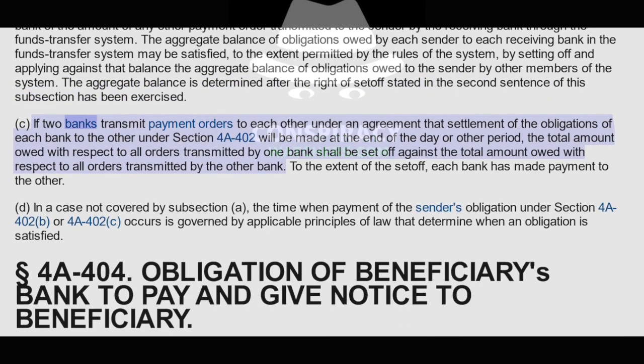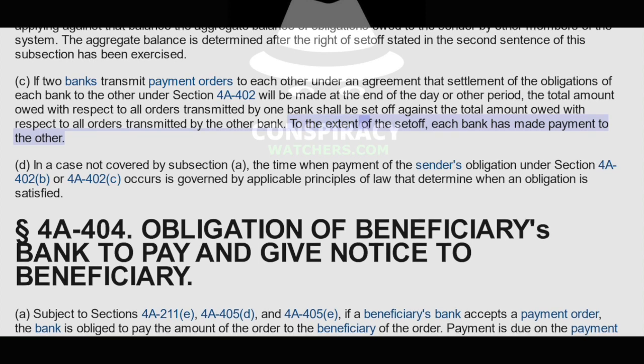If two banks transmit payment orders to each other under an agreement that settlement of the obligations of each bank to the other under Section 4A-402 will be made at the end of the day or other period, the total amount owed with respect to all orders transmitted by one bank shall be set off against the total amount owed with respect to all orders transmitted by the other bank. To the extent of the setoff, each bank has made payment to the other.